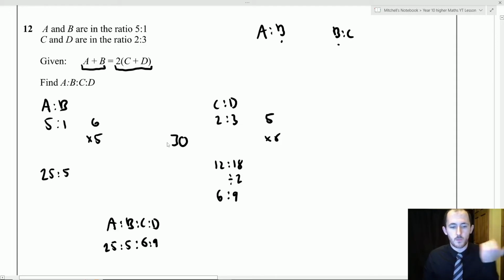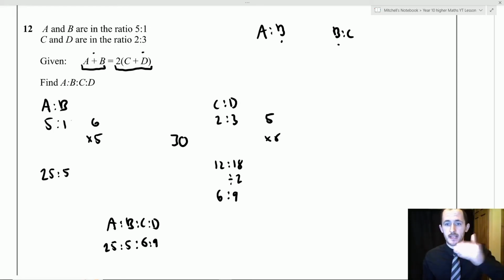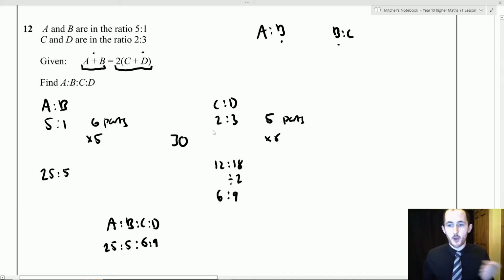Okay, so good question. Why do I add and why do I times by the opposite? So, we add because in this part here, they're talking about the number of parts each side has. So A and B together will have 5 plus 1, which is 6 parts. And C and D will have 2 plus 3, 5 parts. The reason why I then times by the opposite is I wanted to find the lowest common multiple.